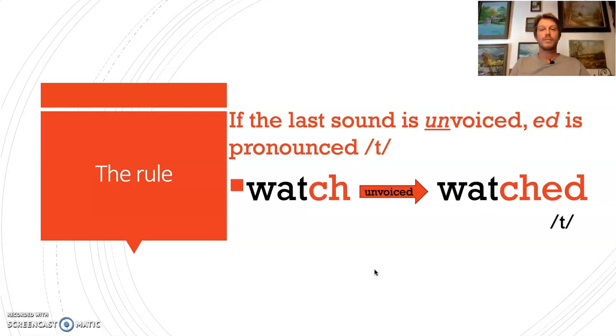Look at watch, right? So the ch is unvoiced. If the last sound is unvoiced, ed is pronounced t. So here we have watch, watched. Still one syllable. Watch, watched.